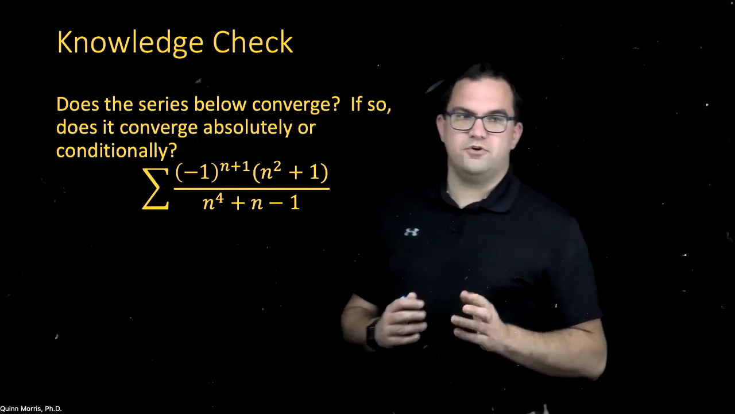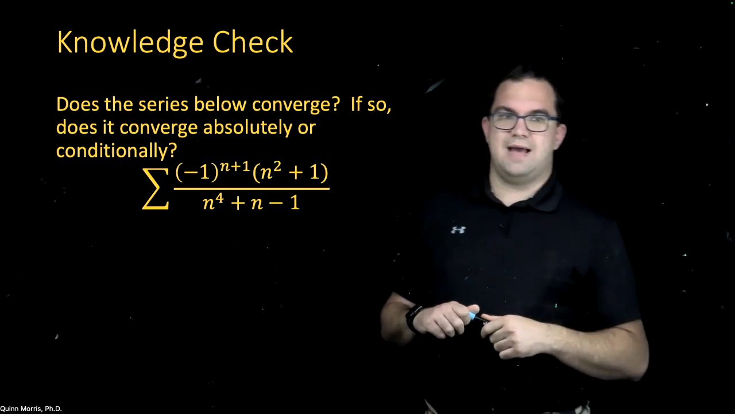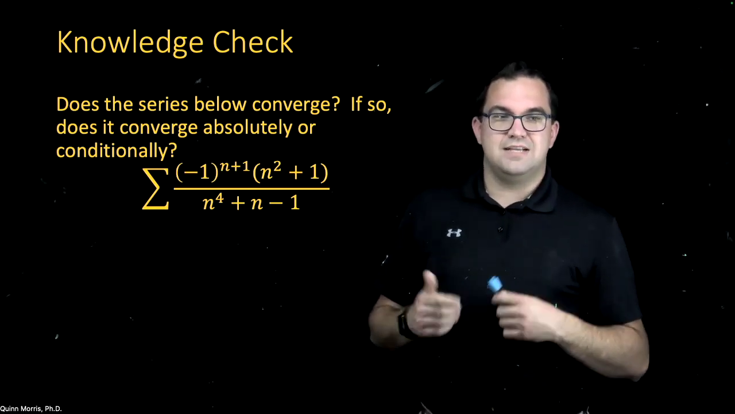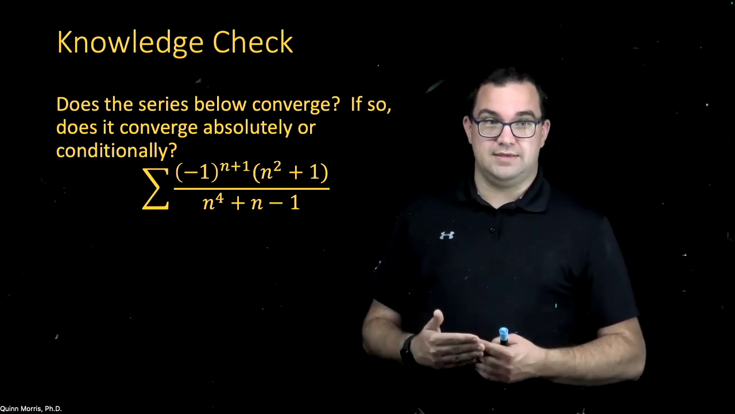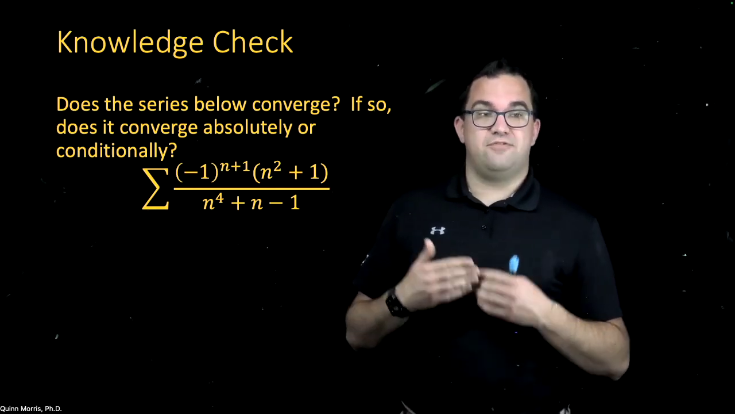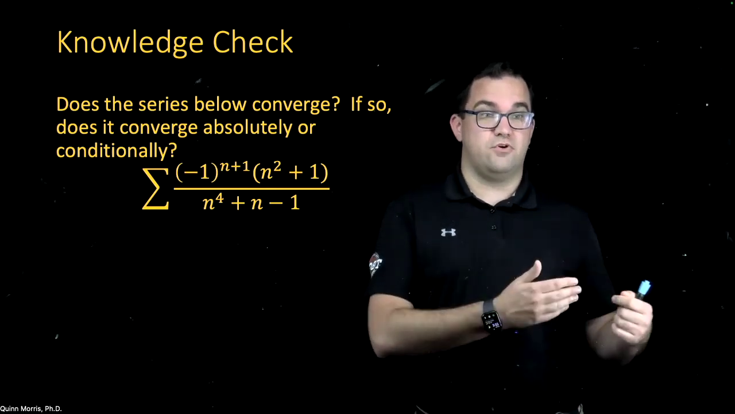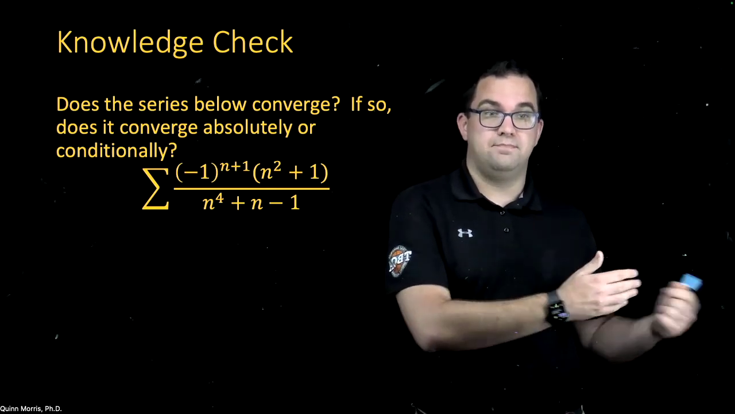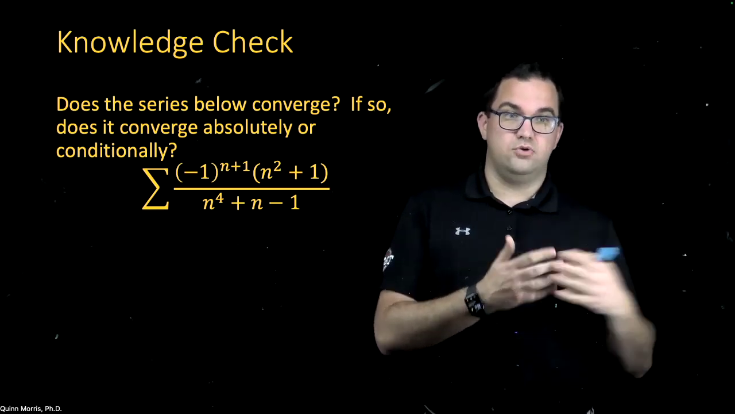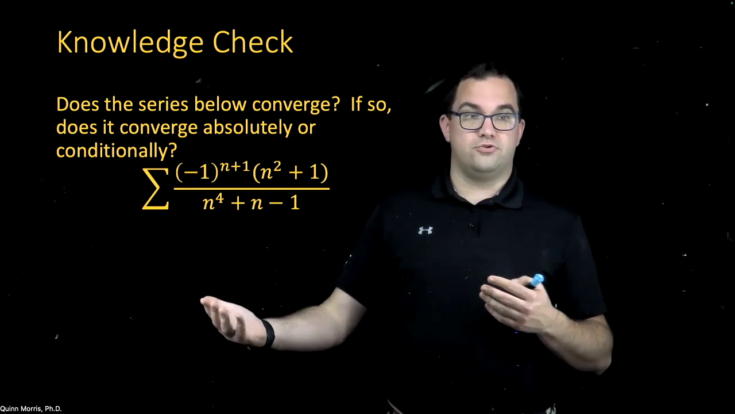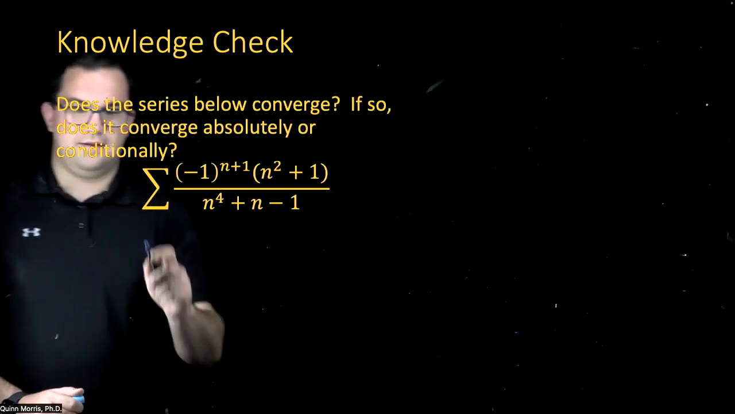Okay, great. First, let's talk a bit of strategy. Anytime you're asked whether a series converges absolutely or conditionally, it's almost always a good idea to start with the absolute value test. Why? Because if the absolute value test works, then you're done and you know your series converges and converges absolutely. If the absolute value test fails or is inconclusive, then you move on to the alternating series test.